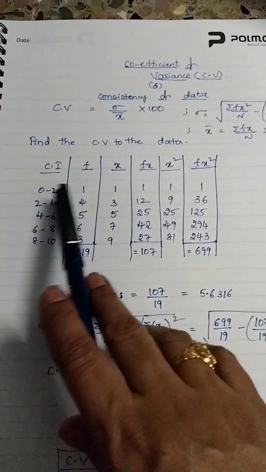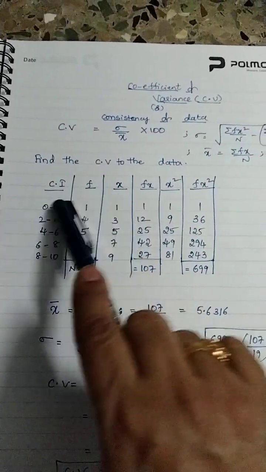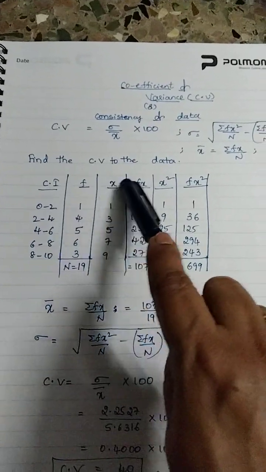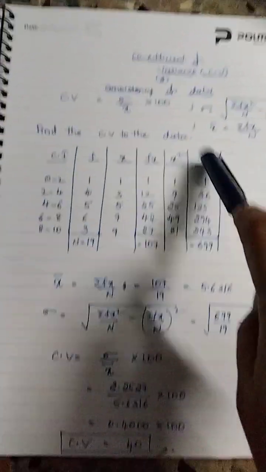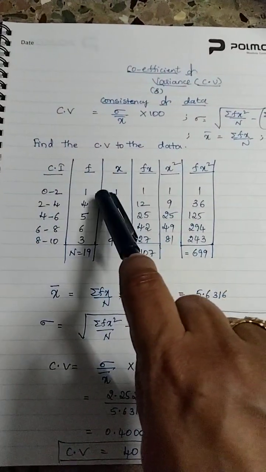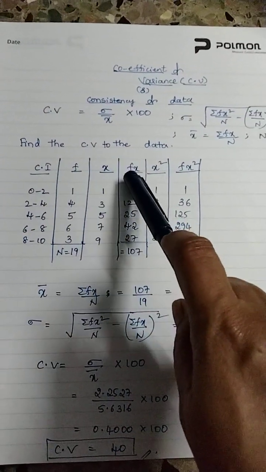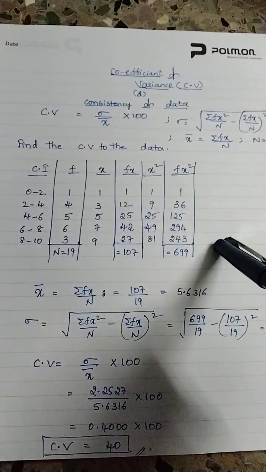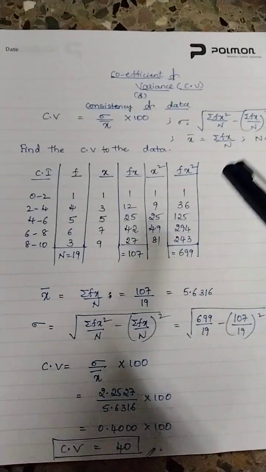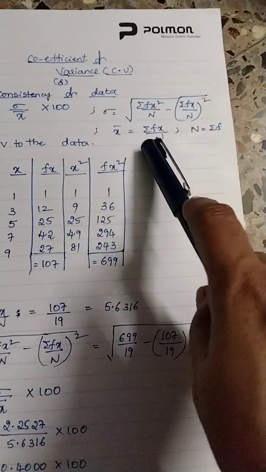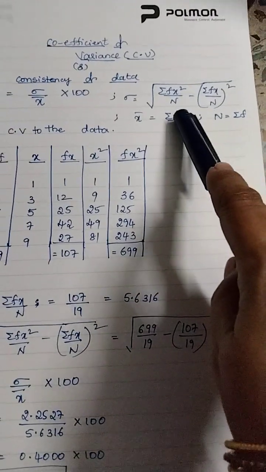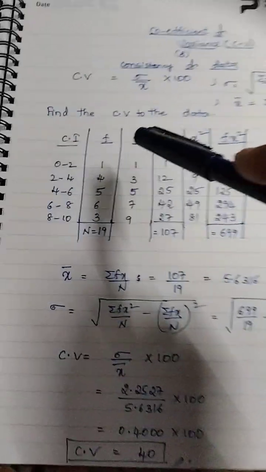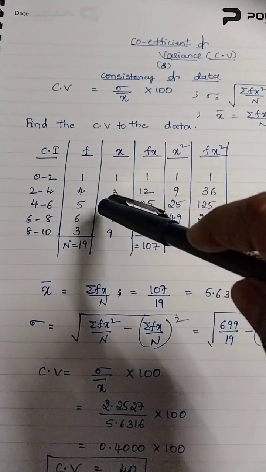So here they have given the data. First two columns they are asking you: class intervals and frequencies. Find the coefficient of variance to the data. So here class intervals and frequencies they are giving you, and in this video only I explained about how to find the standard deviation. To find the standard deviation, the formula again I have written here, that is summation of x square by capital N minus summation of x by n whole square. So here the problem is different, that's why I am going to explain again.